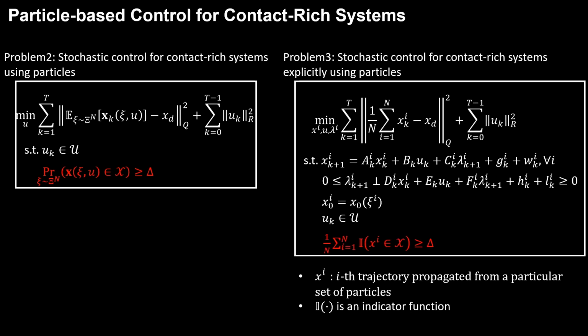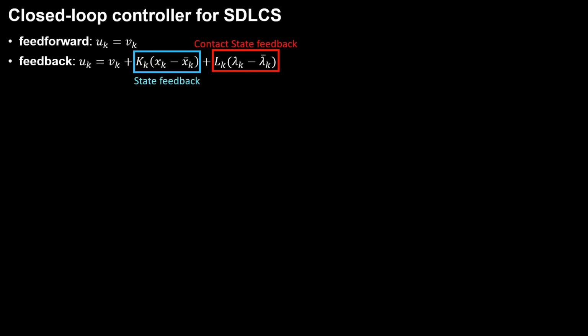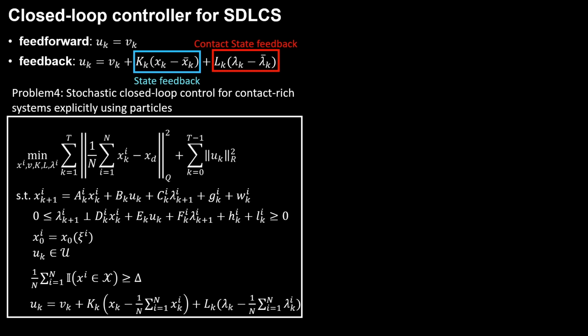Here, we use in total n trajectories of uncertain parameters and the corresponding n trajectories. Over n trajectories, we use the same control inputs and count how many trajectories satisfy the chance constraints. Using this analysis, we can formulate chance constraints using particles. In this work, we consider a contact-aware feedback controller, which regulates the state and contact forces simultaneously. Using this feedback controller, the optimization problem is formulated in this way.